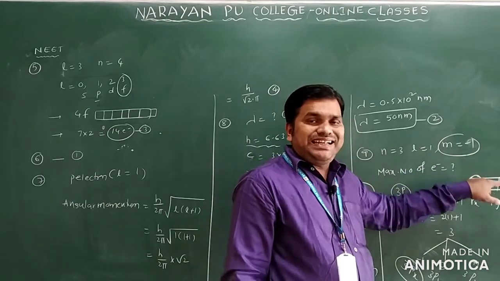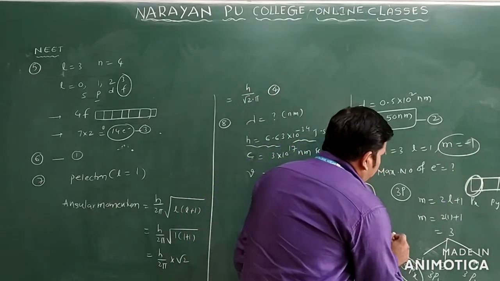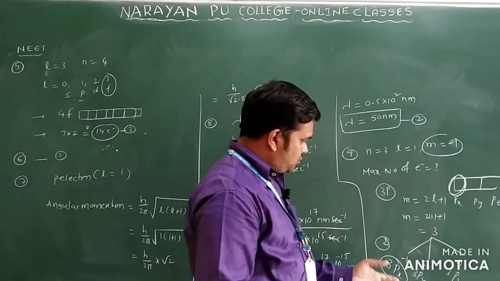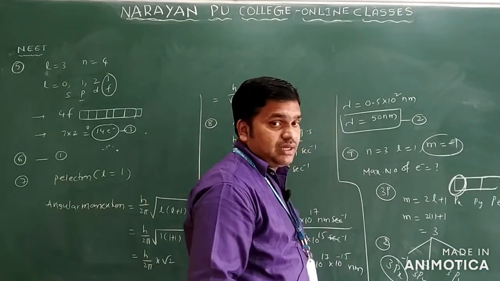So this has the magnetic quantum number minus 1 only. How many electrons can it accommodate? 2 electrons only. So 3px accommodates 2 electrons. So what is your answer? Your answer is 2, that is option 1. This is question number 9.